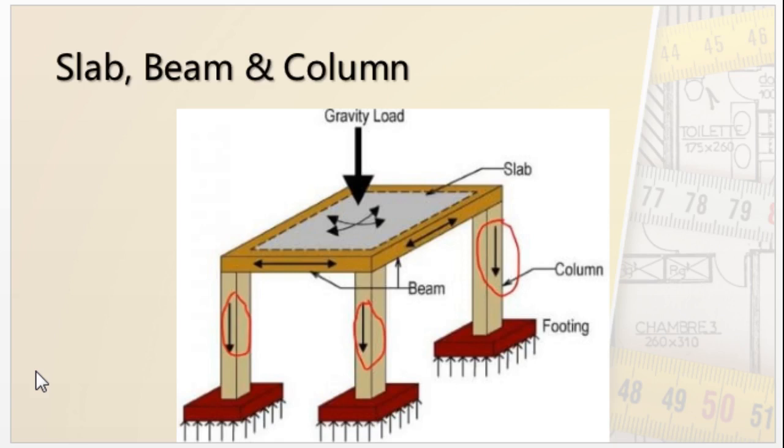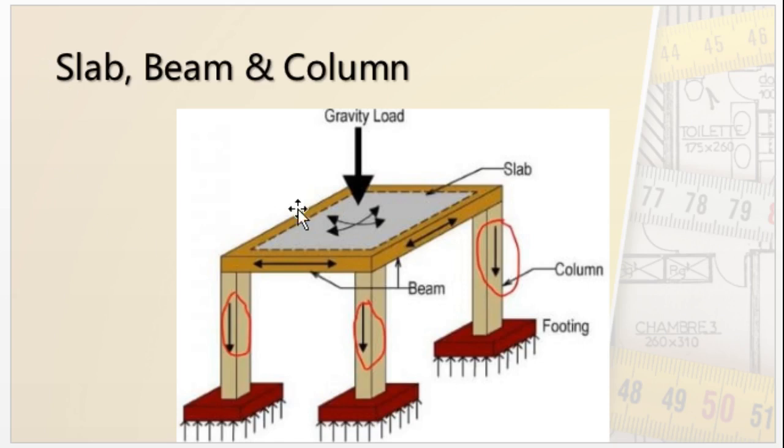So the next thing, the slab, beam and column. This is known as the frame structure. We commonly use the term frame structure for this kind of structure, where there is a slab, and there are some columns and some beams to support the slab. The slab takes the gravity load and distributes it over the beam, and after that the column, and the column transfers this to the footing, and after that to the soil.